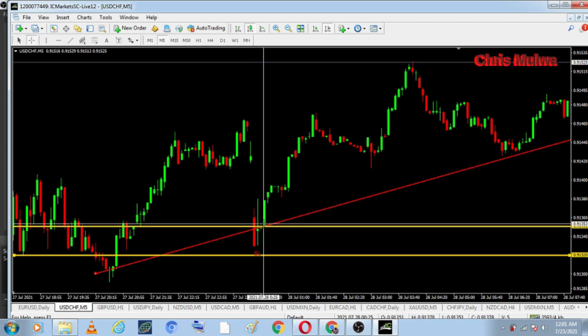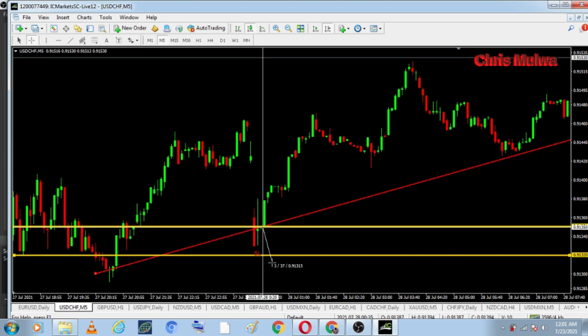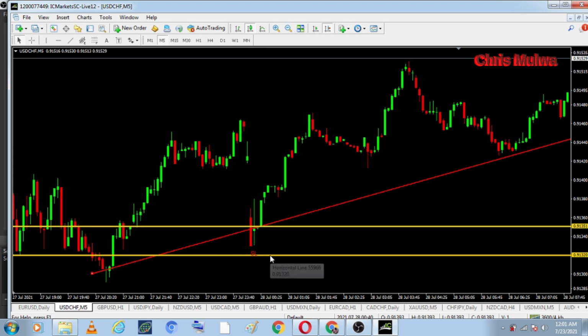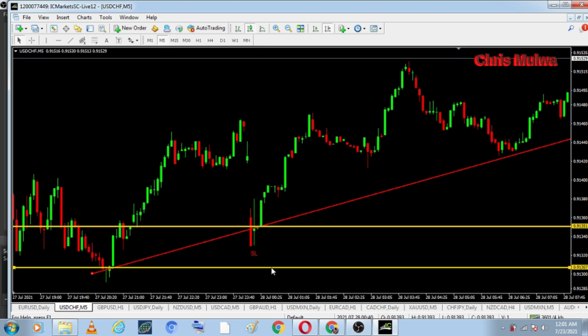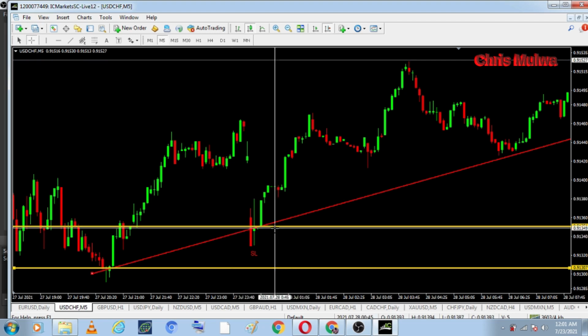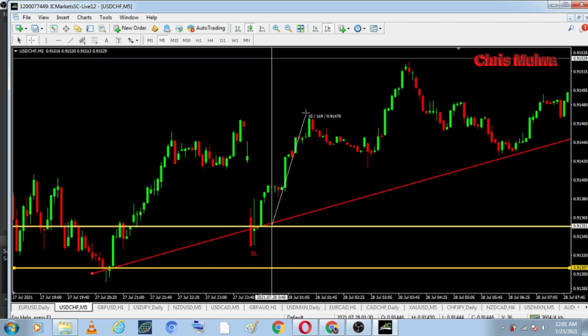Too close, but it's okay. This is scalping, and we are targeting that. So for our take profit, I'm targeting around 8 pips. So I can take 10 pips. So it will be somewhere there. My take profit will be at the highest point, this one, there. And I get in here.